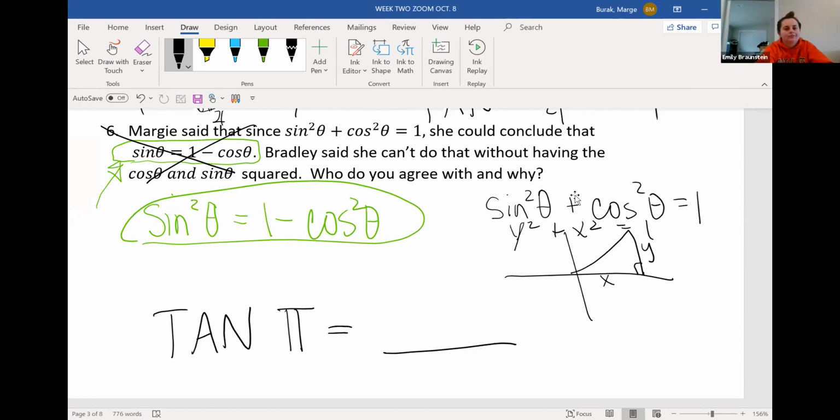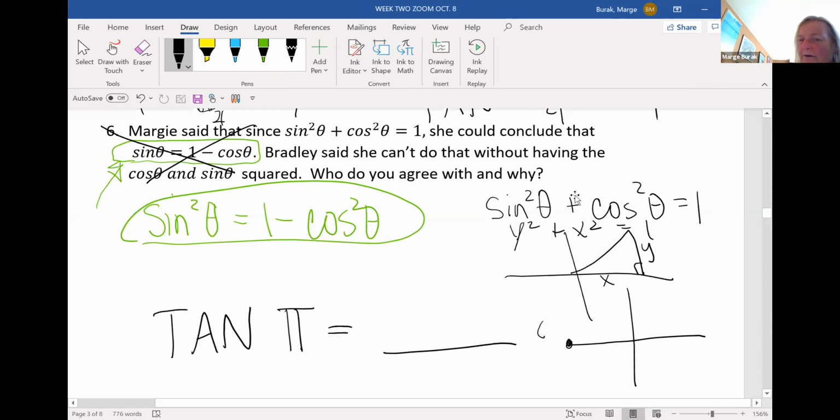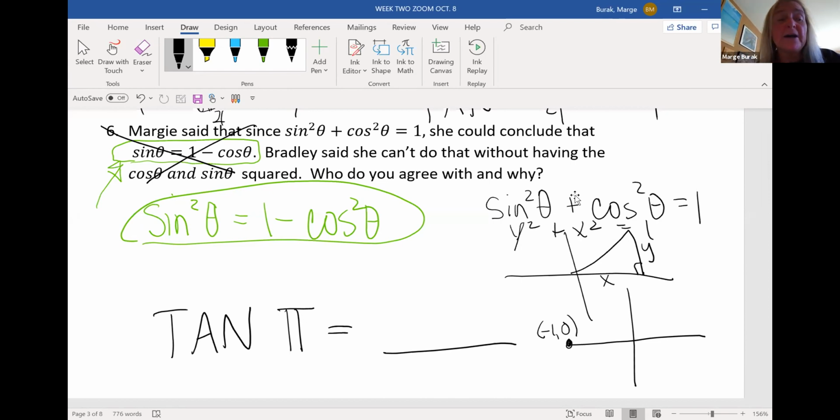0. I got lots of zeros. Anybody have a different answer? No. So the coordinates of pi are -1, 0. Everybody good? So how did somebody get 0? Is it just the y coordinate here? How do you know the tangent of pi is 0? 0 divided by -1. Okay, y divided by x.